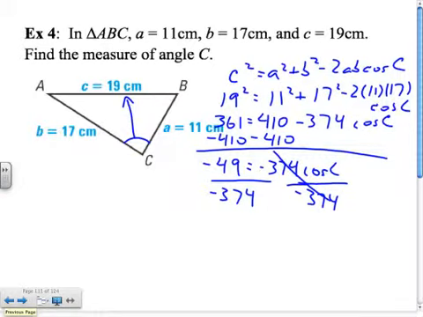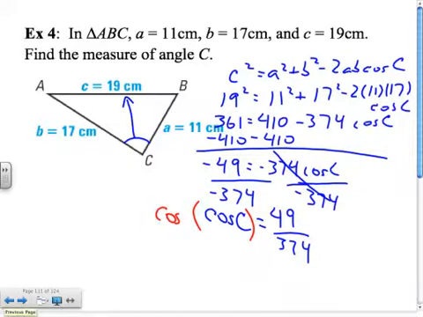Those will cancel. So the cosine of C is equal to negative 49 divided by negative 374. As a fraction, it doesn't reduce at all, just 49 over 374. And again, I have to get C by itself. So at this point, I have to use my inverse. You should know that because right at the beginning, we know we're solving for an angle measure, so I know I'm going to have to use the inverse at some point.